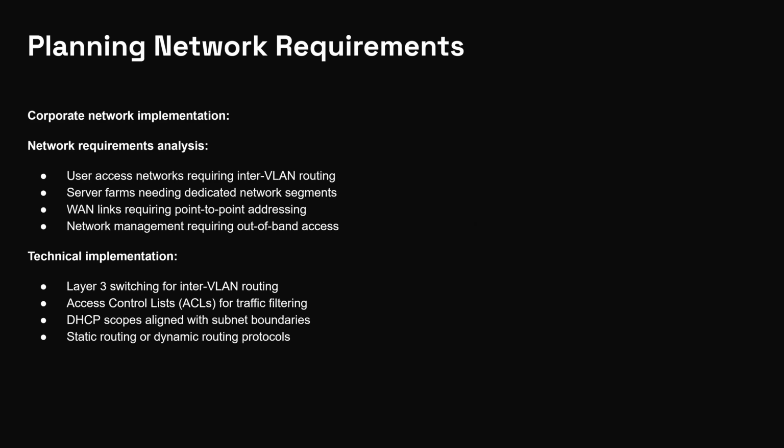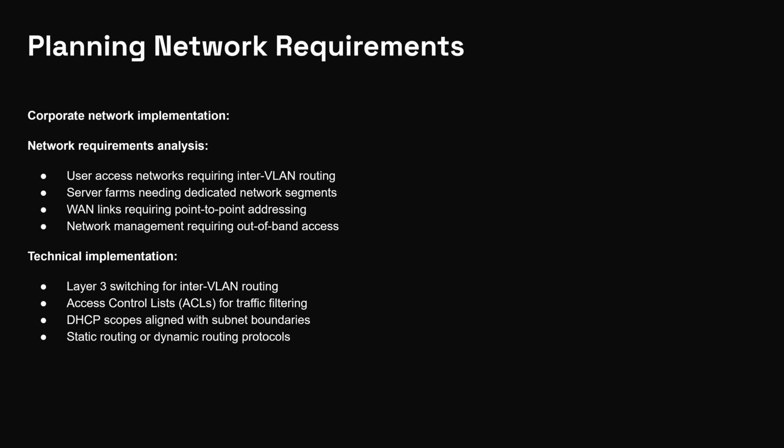Then you have network management for out-of-band network access. That will be your management VLAN and subnets, and here you will have your management subnet. As for technical implementation, we'll have layer 3 switching for inter-VLAN routing. We implement ACLs for traffic filtering. We have DHCP scopes with subnet boundaries. And we also have static routing and dynamic routing protocols. These are all needed for your subnets to actually do something. You cannot just have a subnet and expect it to route to the internet or access other resources.